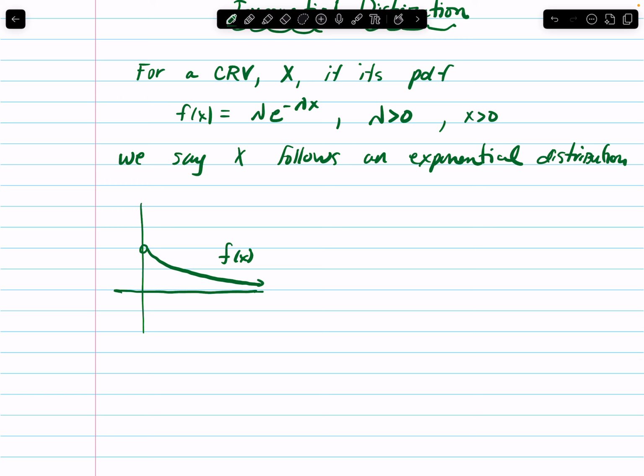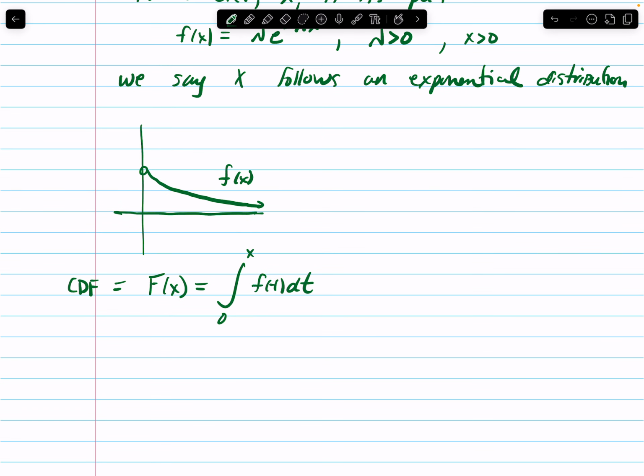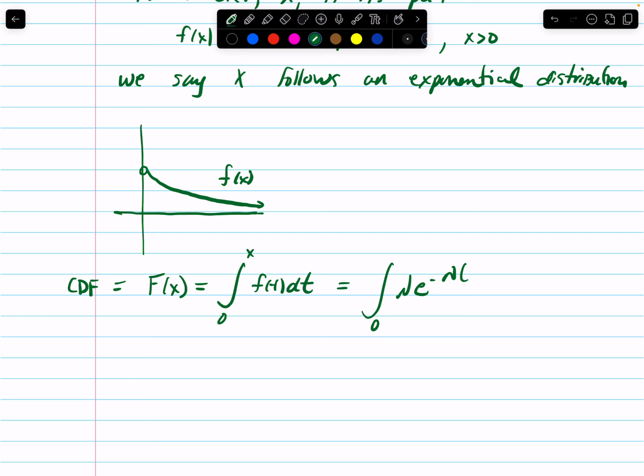Often with continuous random variables, it's useful to find the formula, if one exists, of the CDF. So remember the CDF, which we denote capital F of x, is the integral from 0 up to x of f of t dt. Right, so we integrate the PDF up to x, or we sum up the probabilities up to x. And that's equal to the integral of lambda e to the negative lambda t. It's a t, because x is on my right endpoint, dt.